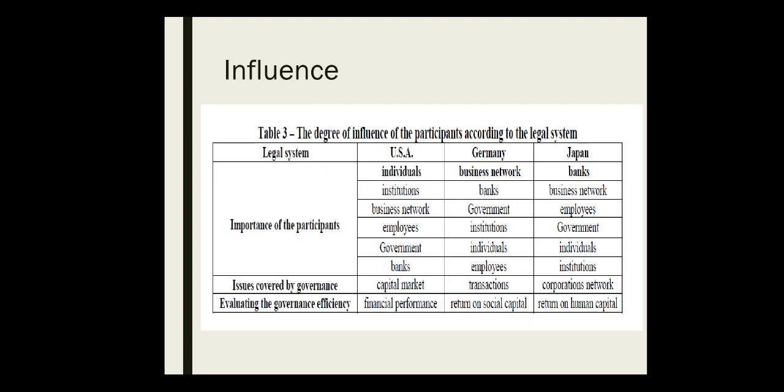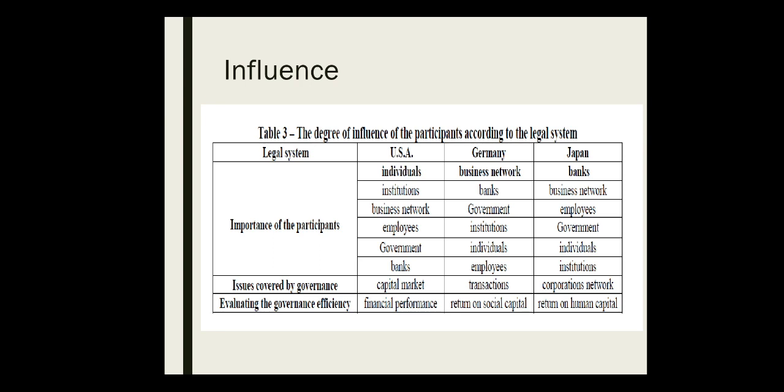Okay, this is still the same table. The degree of influence of participants according to legal system. Okay, see here. So we can see the Anglo-Saxon model, the model of corporate governance that we use in Malaysia. See here, the important participants are the individuals. In Malaysia, individual shareholders are very important because they have numbers. The largest shareholders are individual shareholders, so they have voting rights during the AGM. So they are very powerful.